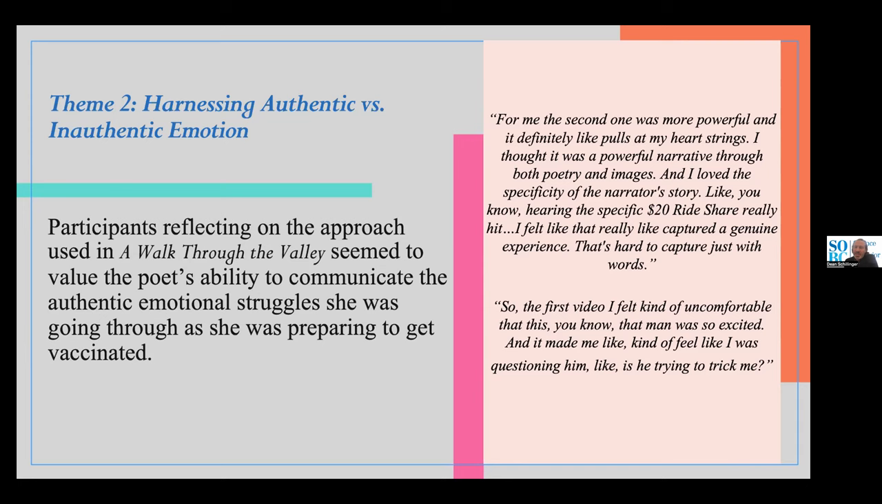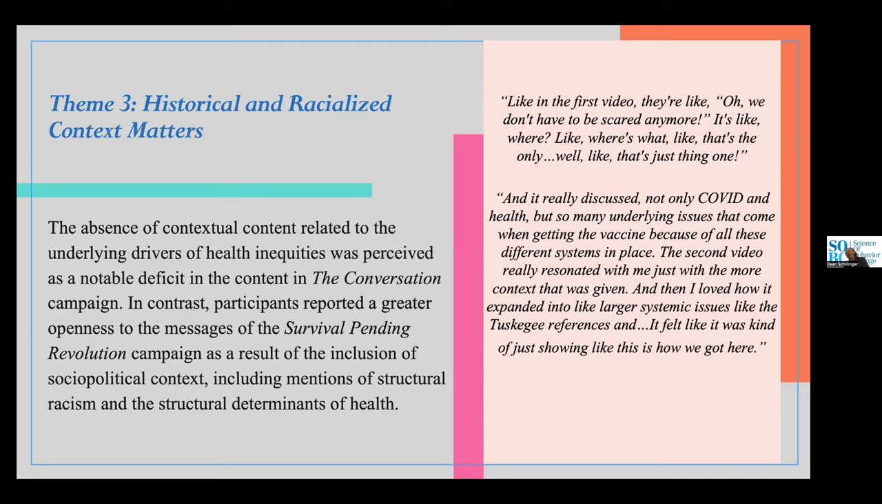Another theme was not only that complexity matters, but that historical and racialized context matters. Participants reported a greater openness to the messages of the Survival Pending Revolution campaign as a result of the inclusion of socio-political context, including mentions of structural racism and structural determinants of health. So this participant said it really discussed not only COVID, but so many underlying issues that come when getting the vaccine because of all these different systems in place.